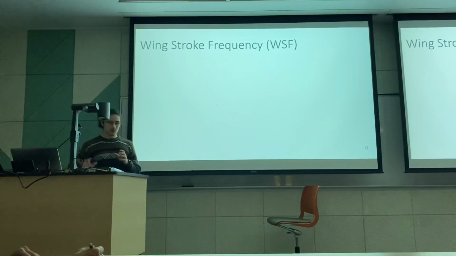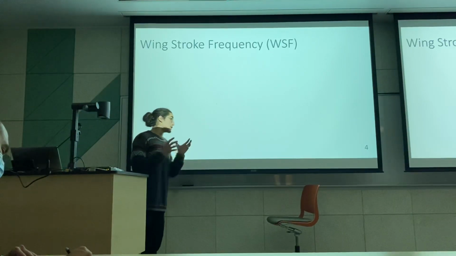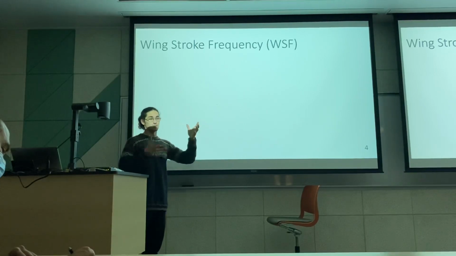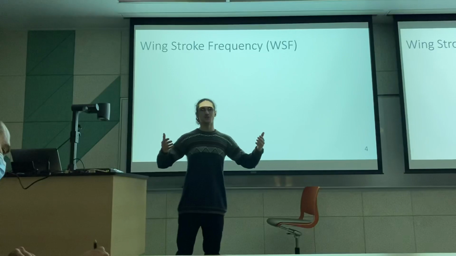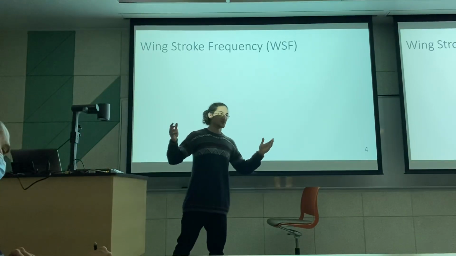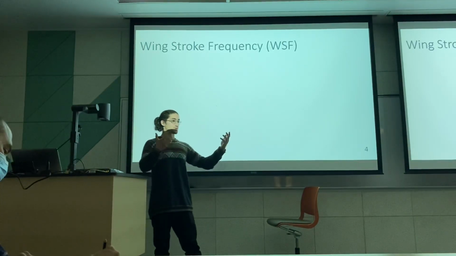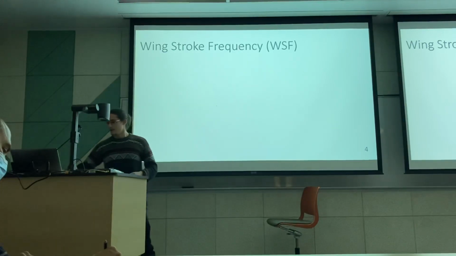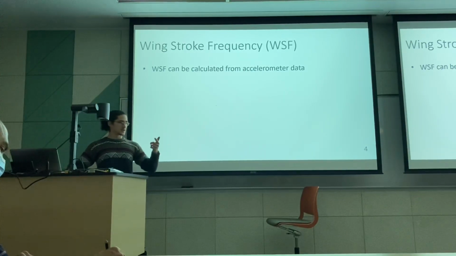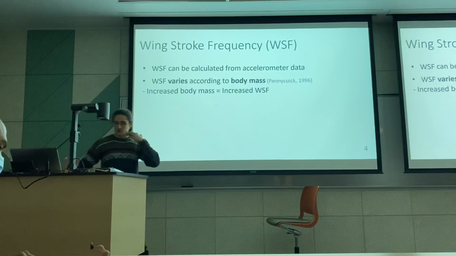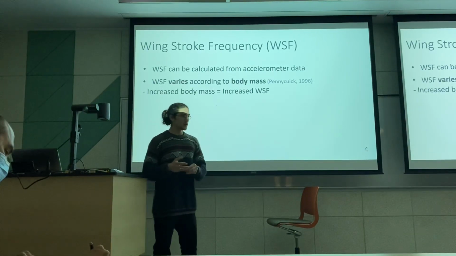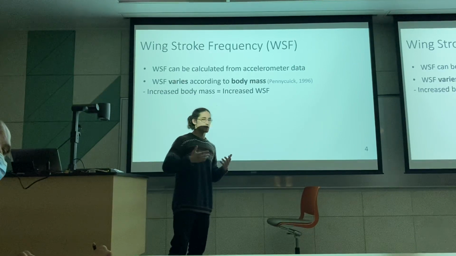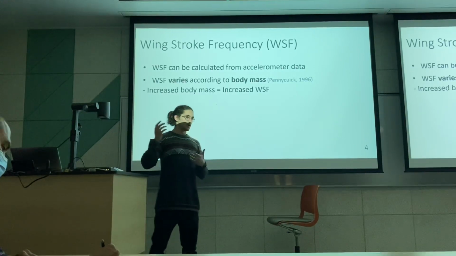So why do we care about wing stroke frequency? Well, body acceleration will give us wing stroke frequency, the frequency at which they beat their wings, whether that is fast or slow, so wing beats per second. We can calculate that from acceleration data, but we also know from the literature that wing stroke frequency varies according to body mass. So an increased body mass should increase wing stroke frequency and vice versa.